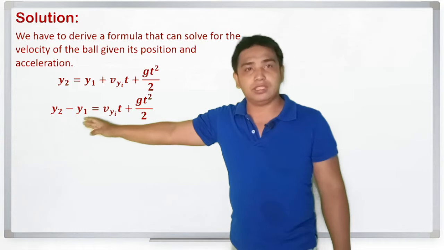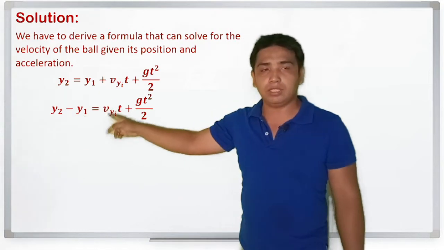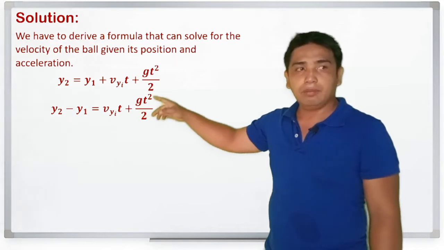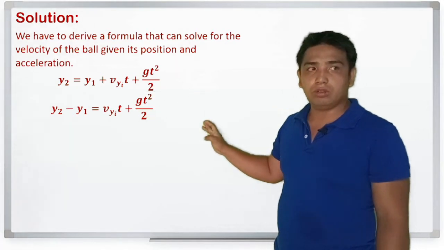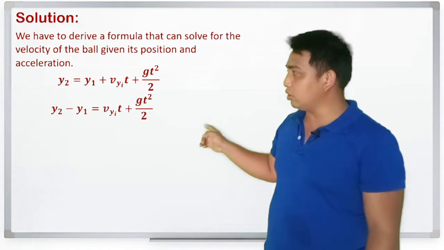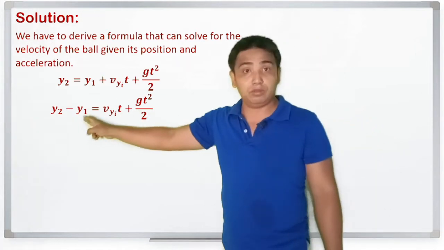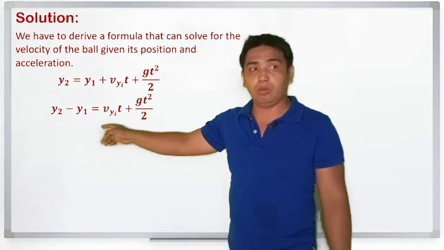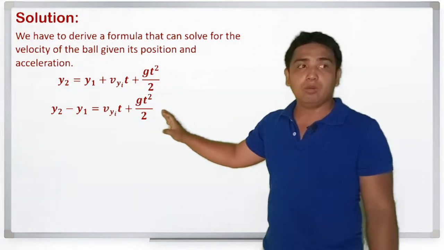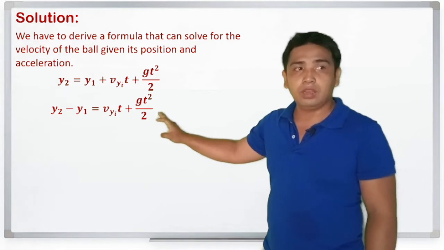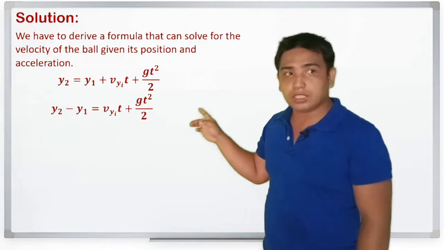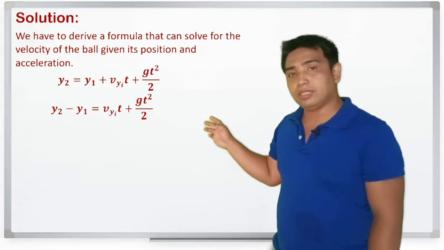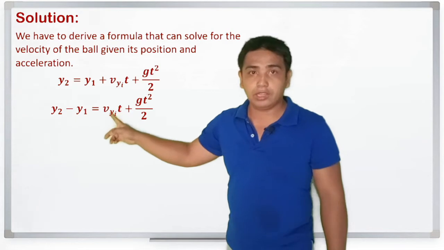So it's going to be y sub 2 minus y sub 1 is equivalent to vyi times time plus gt squared all over 2. Alright, so if you are going to check, we have the values for y sub 2, we have a value for y sub 1, which is 0 meters, and we also have the value for vyi, which is 15 meters per second. We also have the value for g, which is negative 9.8 meters per second squared. And the only missing one is the value for time.